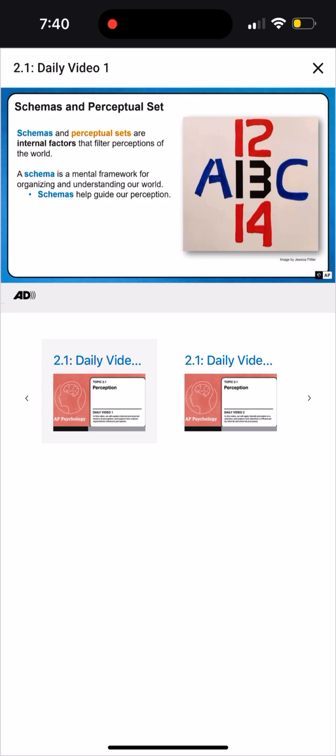There's also perceptual set, which is a readiness to perceive something in a particular way or have an expectation for a stimulus. They work automatically. If you just noticed you were speeding and see a flashing light, you probably automatically jump to the conclusion you're being pulled over. Both schemas and perceptual sets are internal factors that filter our perceptions of the world, as was done with that ambiguous figure.